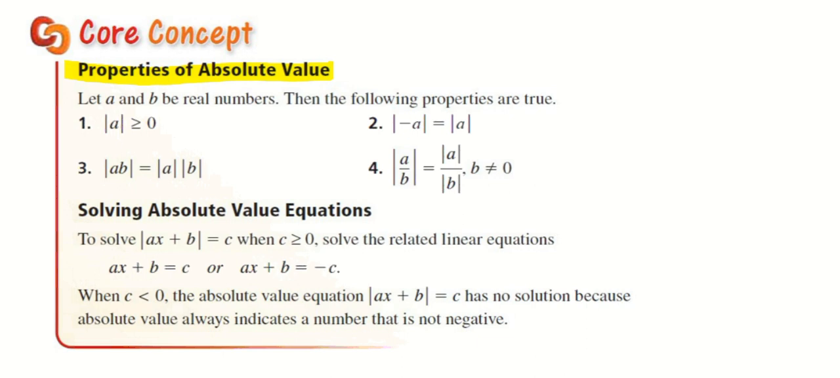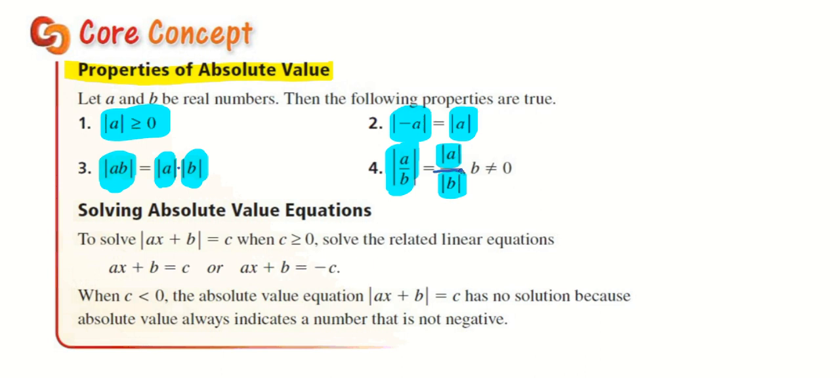The absolute value of a is going to be greater than or equal to 0, meaning our answer will always be positive or 0. If we have a negative absolute value of a, that's going to be the exact same answer as the absolute value of a. If we have the absolute value of two things multiplied together, we can separate those things and they can be their own absolute values being multiplied to each other on the outsides. And if we have an absolute value of a number divided by another number, we can split those numbers so they have the absolute value of that number divided by the absolute value of the denominator.